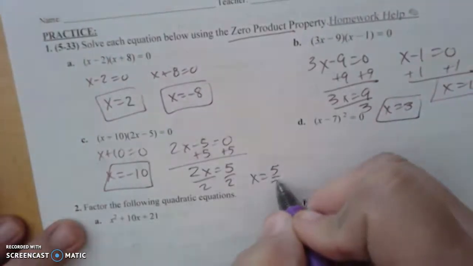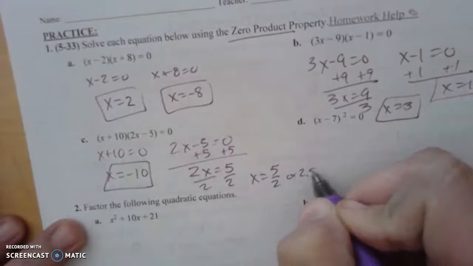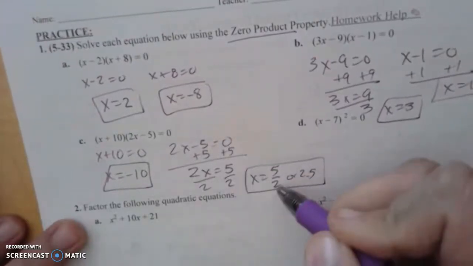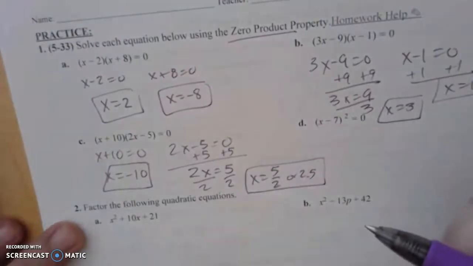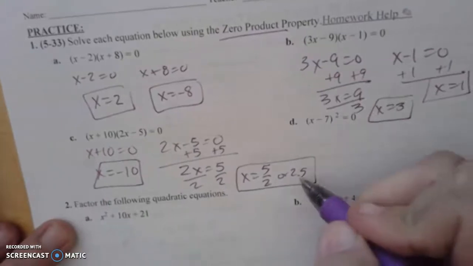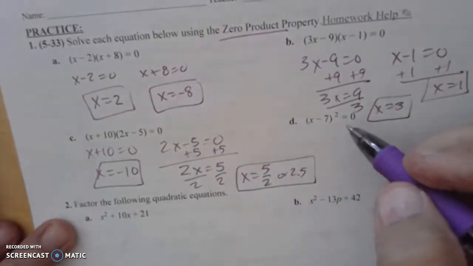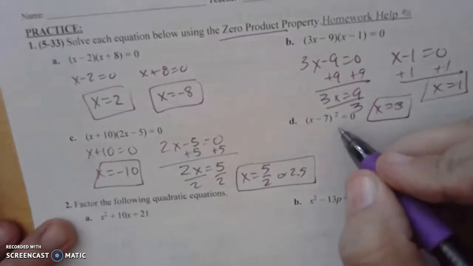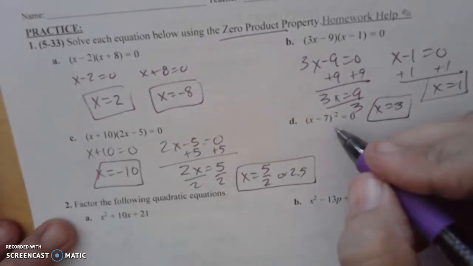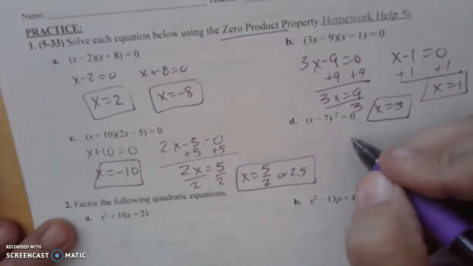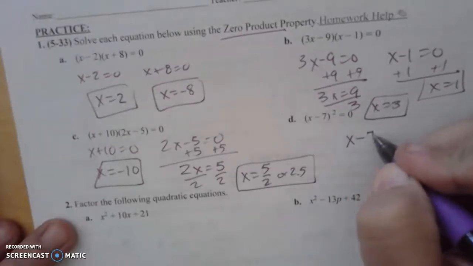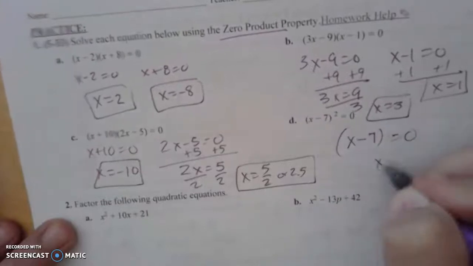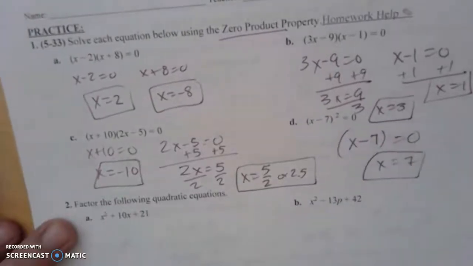So we're going to solve this one. 5/2 is our answer, or that's 2.5. That helps because 2 goes into 5 two times with 1 remaining, so 2.5. Sometimes you'll have a problem like this, x minus 7 quantity squared, and that just means that it's going to hit the x-axis one time, so I only have to solve it once. Here I get x equals 7.